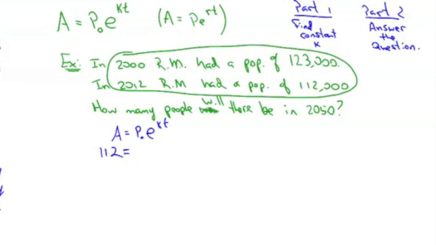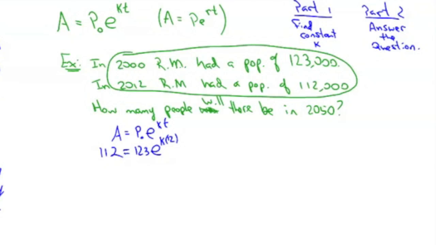Equals, what's the initial population? 123. e to the, I don't know K, that's what I'm looking for, but time is 12 years. So all we need to do is to solve for K. What would you do first?